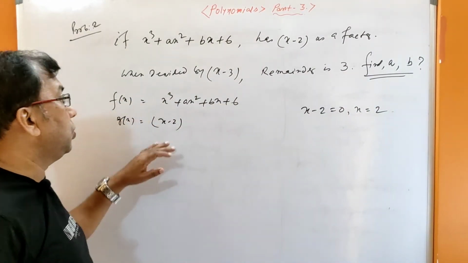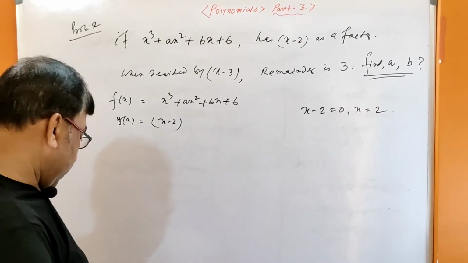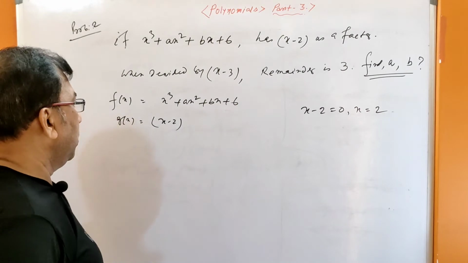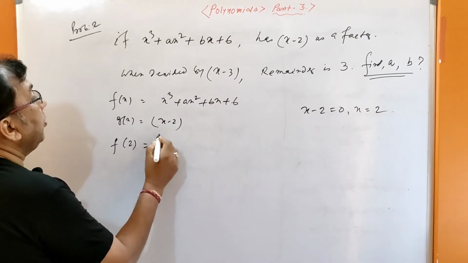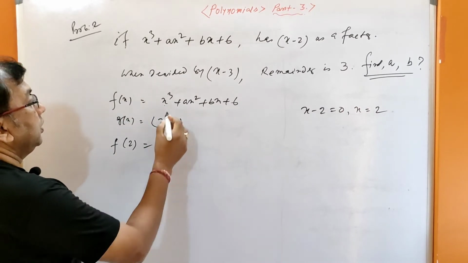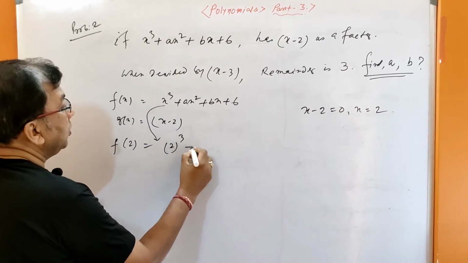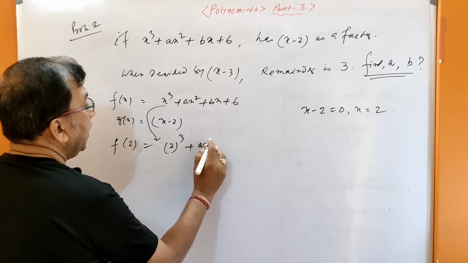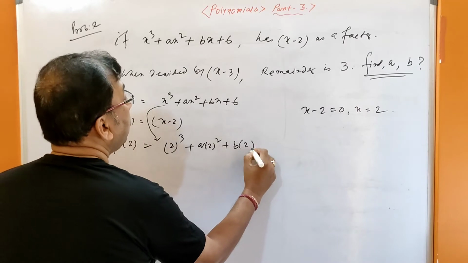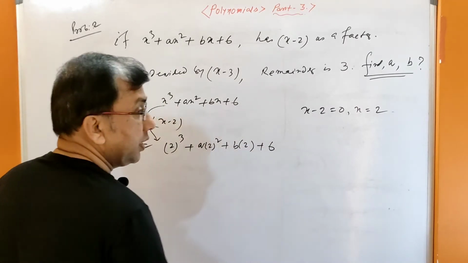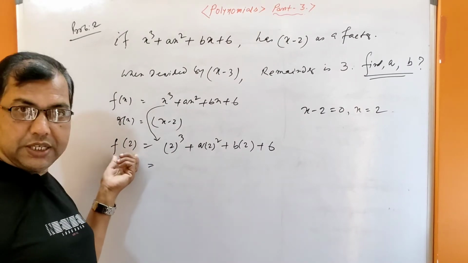x minus 2 equals 0, that means x equals 2. So you have to find out f(2). Therefore, find f(2): 2 cube plus a into 2 square plus b into 2 plus 6 equals 0. Clear? As it is the factor, f(2) will obviously be 0.